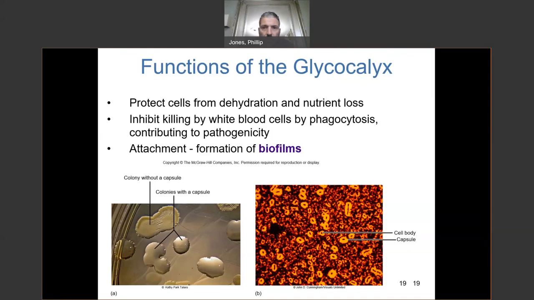All right. And this is a form of attachment, formation of biofilms. So biofilms are a big concern right now in healthcare, because we have biofilms on all kinds of lines, like PICC lines, and they're very hard to get rid of.